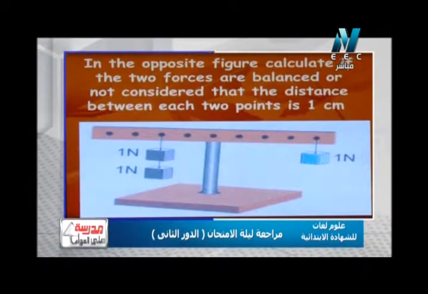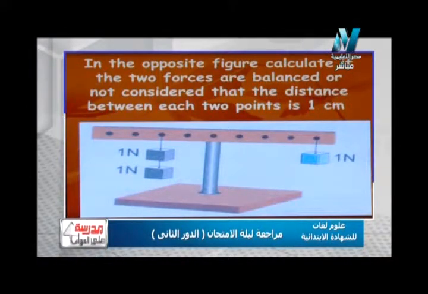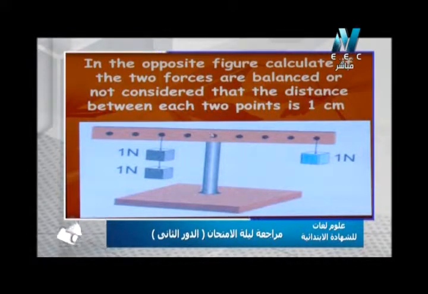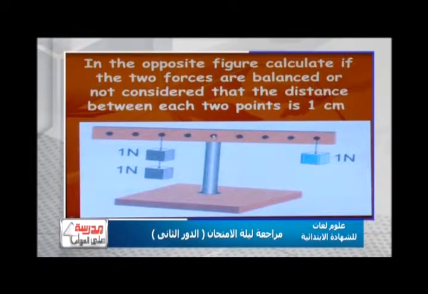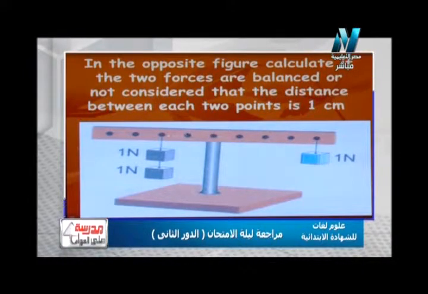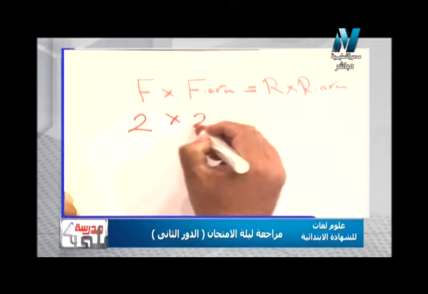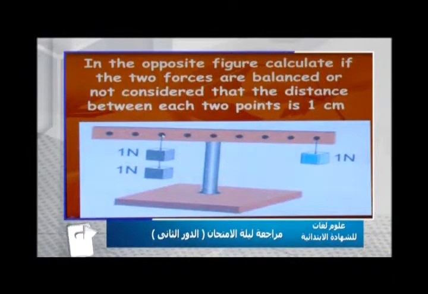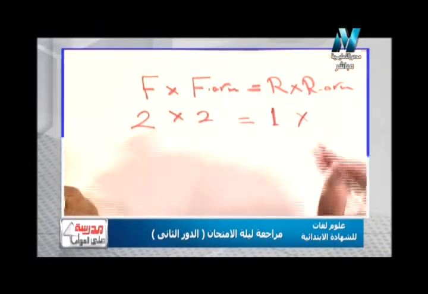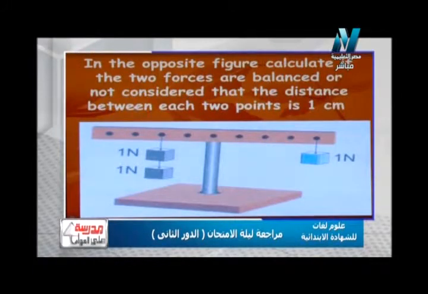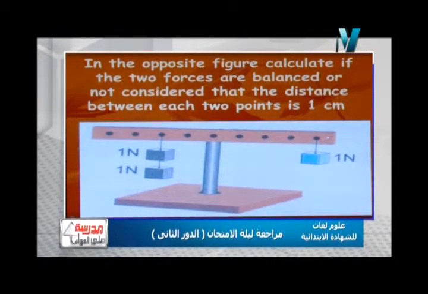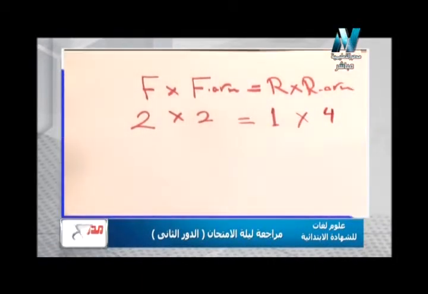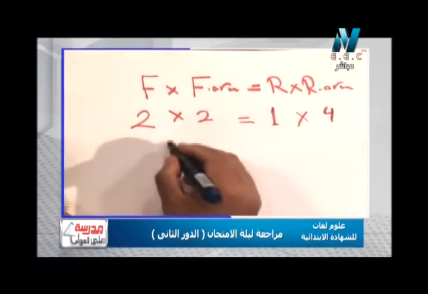So what about its distance? Look here, I can count the distance from the middle, from this point: 0, 1, 2 centimeter. So 2 times 2 equals 4. What about the resistance? The resistance, which is on the left side, equals 1 Newton. I can count the distance here: 0, 1, 2, 3, 4. So 1 times 4 equals 4.